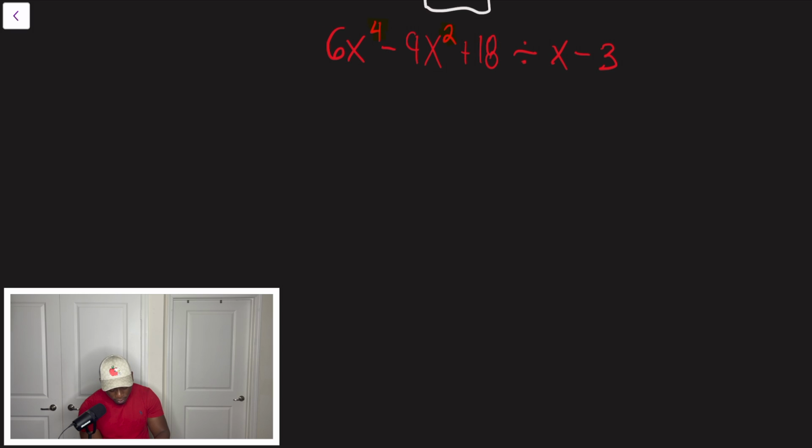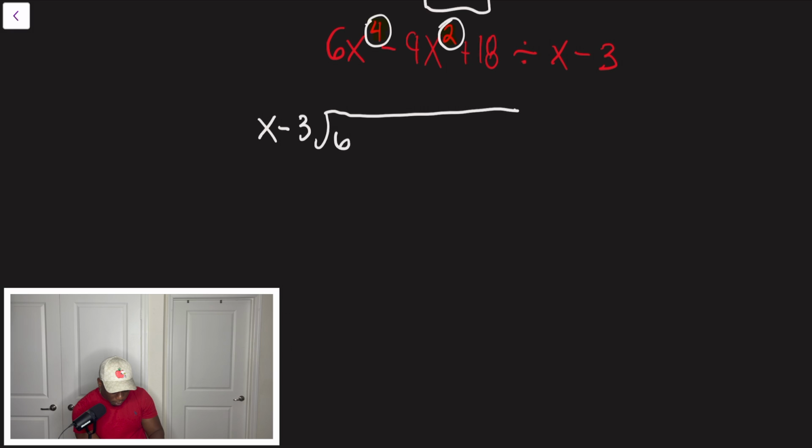I'm sorry, I shouldn't have used yellow. If we look at our exponents real quick, we're missing x to the third power and just x to the first power. So when we start setting this problem up, I have x minus 3 on the outside. I have to fill in those missing exponents as placeholders. Please don't forget to do this because your answer will come out wrong.